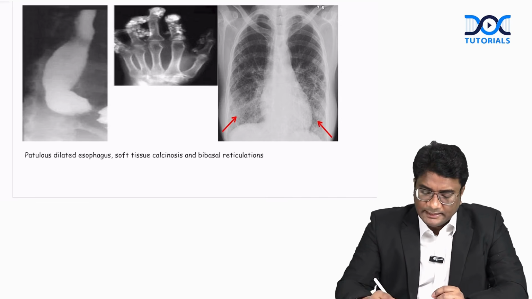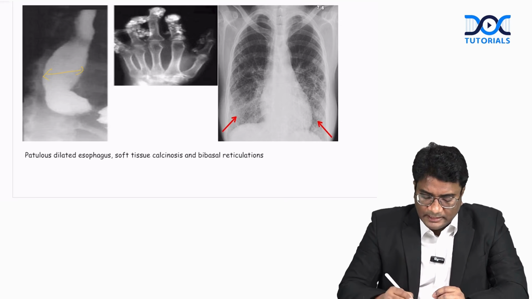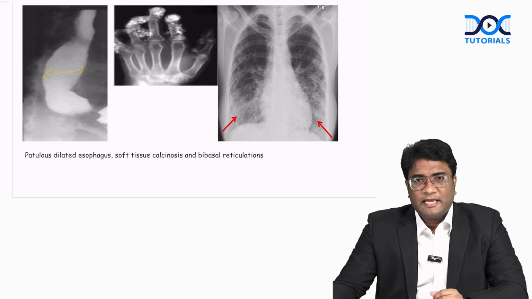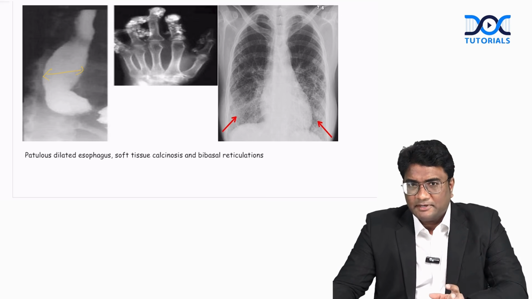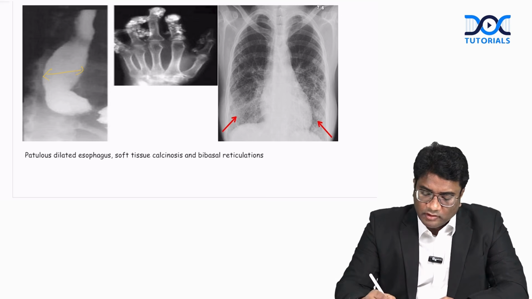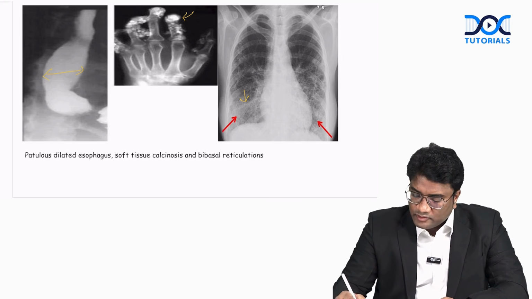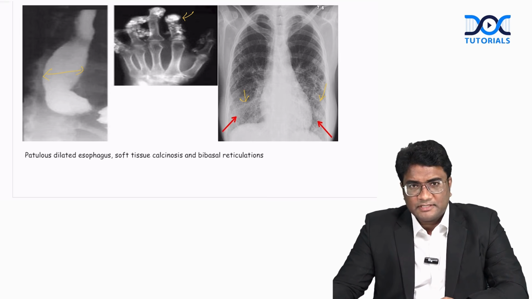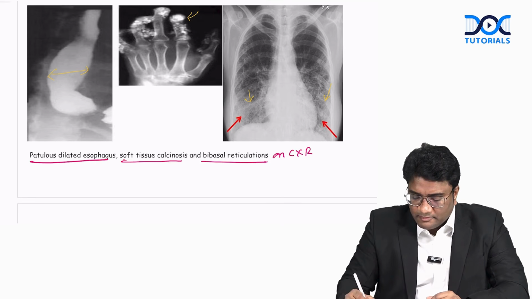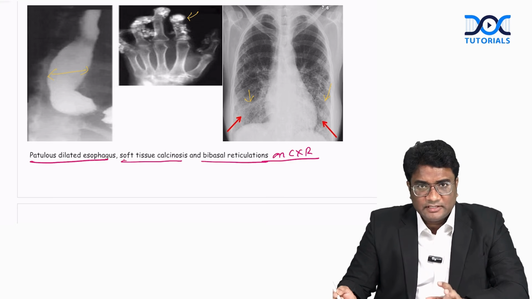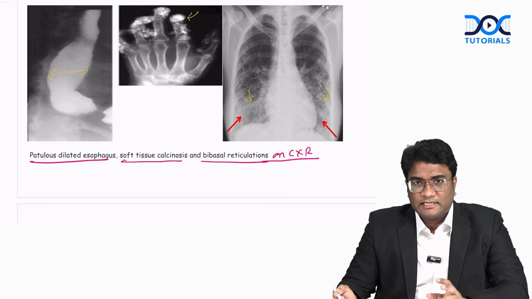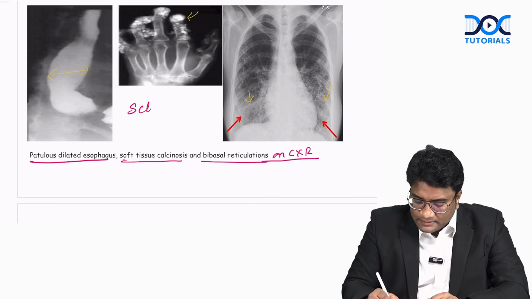If you see a dilated, patulous, aperistaltic esophagus, and also you see soft tissue calcinosis, and on the lung fields you are seeing bilateral reticular opacity suggestive of pulmonary fibrosis, right, on the chest X-ray you are seeing bibasal reticulations. All of this is suggestive of systemic sclerosis or scleroderma. So these are all findings that you see with scleroderma.